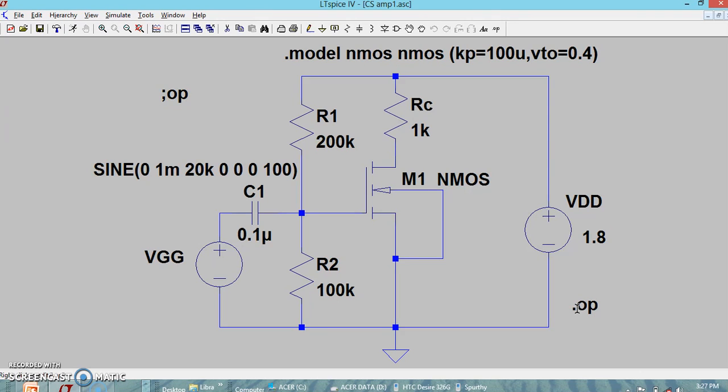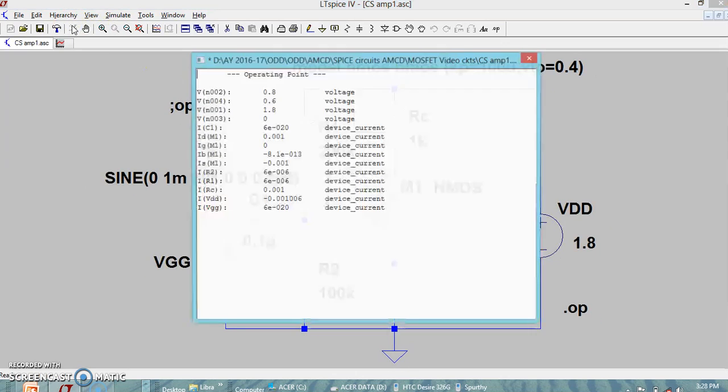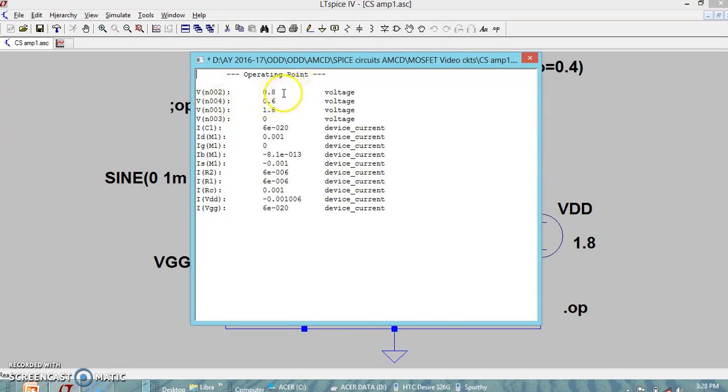If I run this, let us verify what is the voltage at the gate and what is the drain current that is flowing. Let us also verify whether this MOSFET is in saturation or not. So let me run this. Upon running, we have these parameters. So this is 0.8 and this is NF 002.